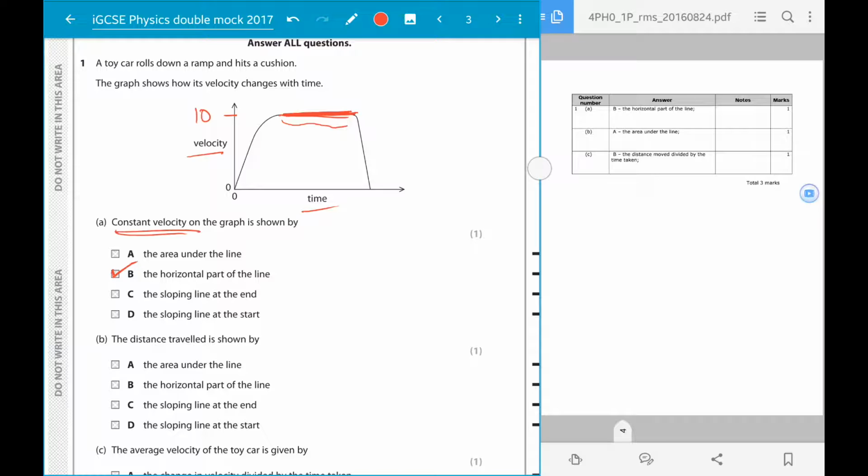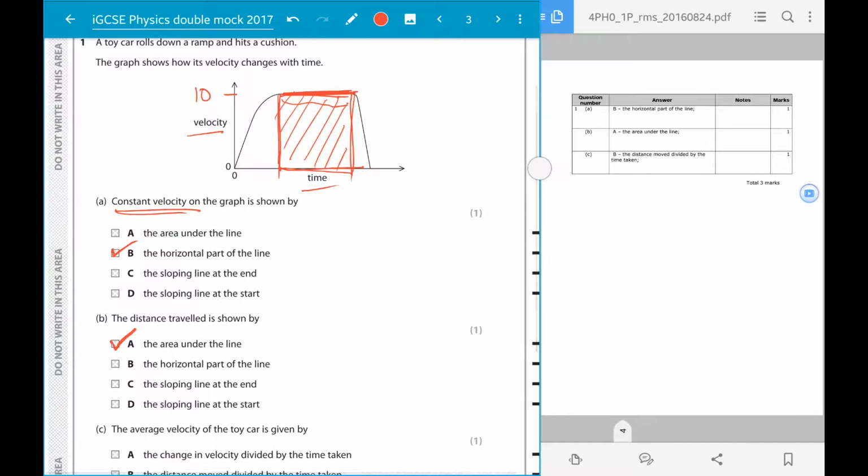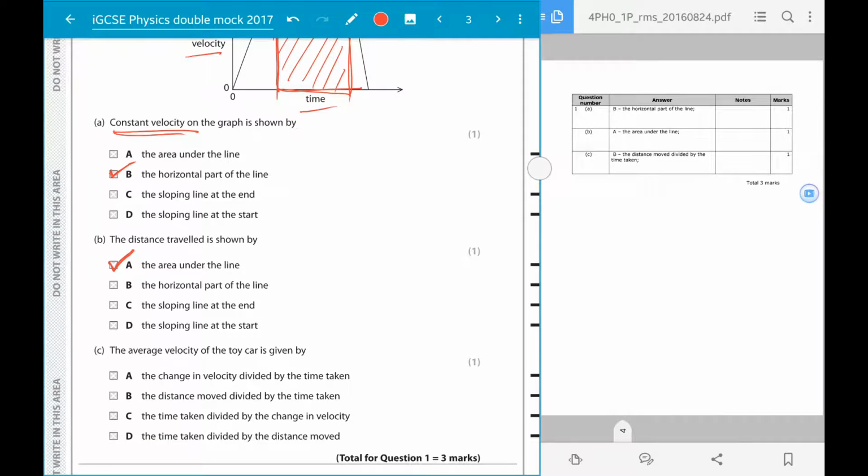is the first mark. Distance travelled is shown by the area under the line, because the distance travelled is the same as speed times time. Let's just take this area here from this time here to this time there. Well, the distance travelled is velocity times time, or speed times time, and that's the same as imagining you had a square here or a rectangle here. You're measuring the height times the width. That's the same as doing velocity times time. The area under it gives you the distance.